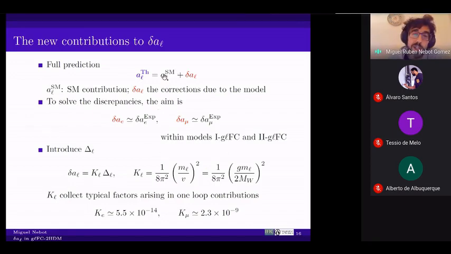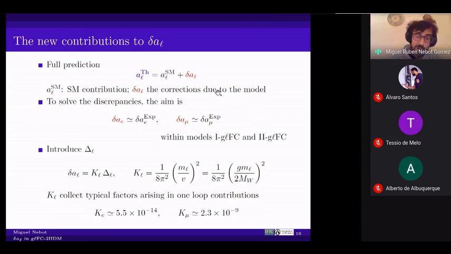Well, the full prediction has a standard model piece, which, for example in the case of the electron, already includes thousands of 5-loop diagrams, but that's the piece we are not interested in. Of course, we are just referring to the difference between state-of-the-art theoretical predictions and the experimental values. So we are focusing just on the corrections that arise in these models. The aim is to have predictions in these models that match the deviation in the experimental measurements, in these two cases.